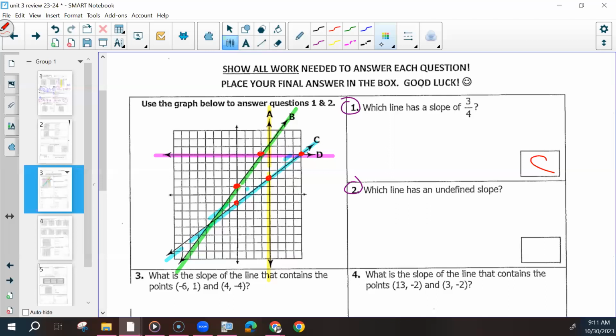For the undefined, that's going to be one of your horizontal or vertical lines, A or D. Which of those has an undefined slope? Okay. Think about your hooks. Vertical lines, supposed to be a V, have undefined. Other questions on this page? If you do 6, pick one of those. That's it.